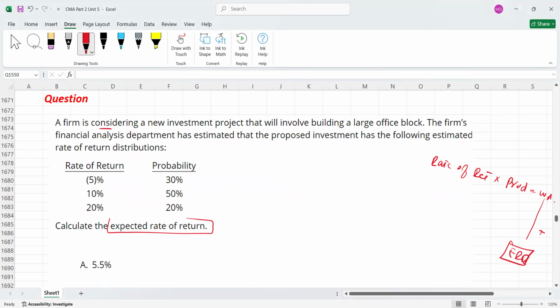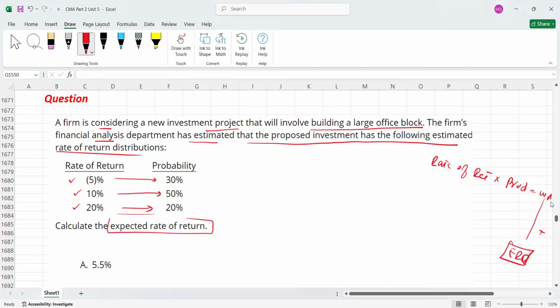A firm is considering a new investment project that will involve building a large office block. So this is a construction related project. The firm's financial analysis department has estimated that the proposed investment has the following rate of return distributions. The rate of return could be 5% negative, with a probability of 30%. Then it could be a 10% positive return, with a probability of 50%. And then there could be a 20% rate of return, with a probability of 20%.